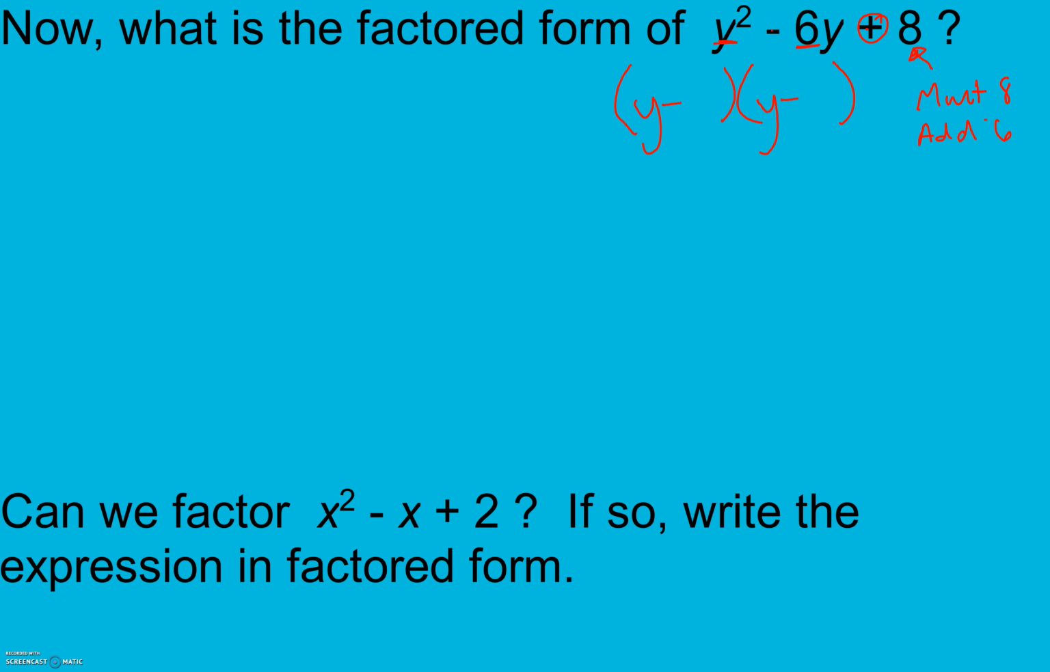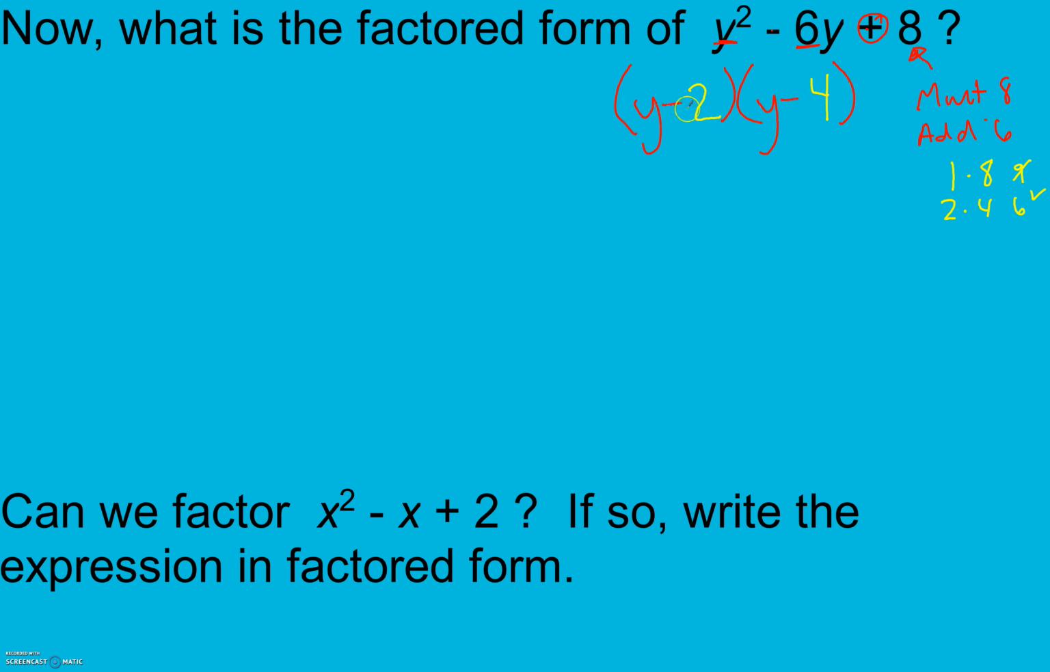Now, to multiply to 8, my options are 1 and 8. That adds up to 9, not what we're looking for. 2 and 4, that adds up to 6. That's our winner. So it's a 2 and a 4. Y minus 2 and y plus 4.